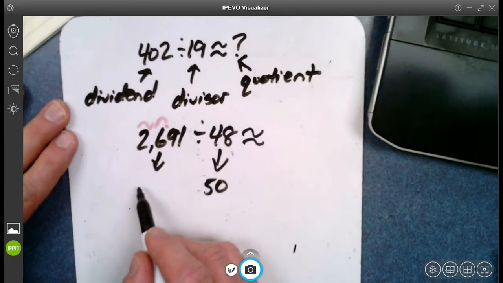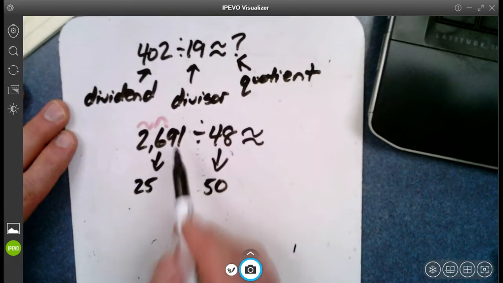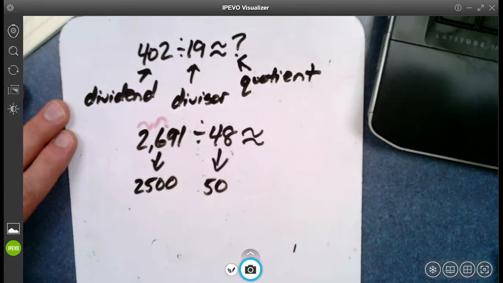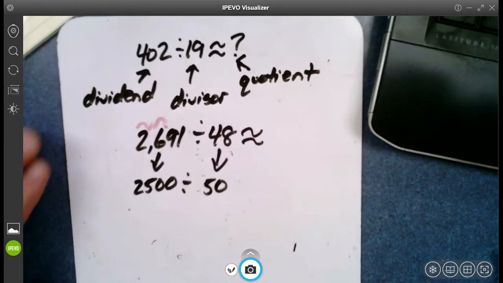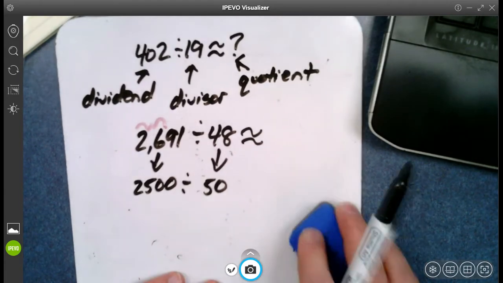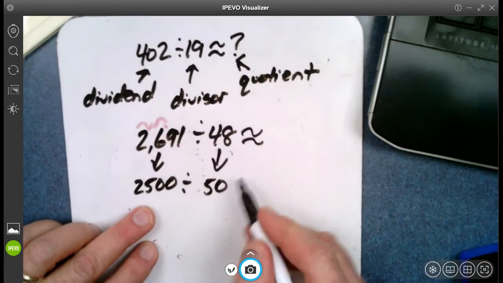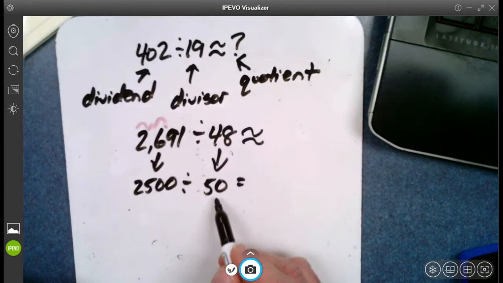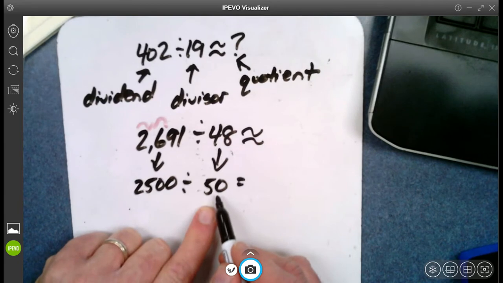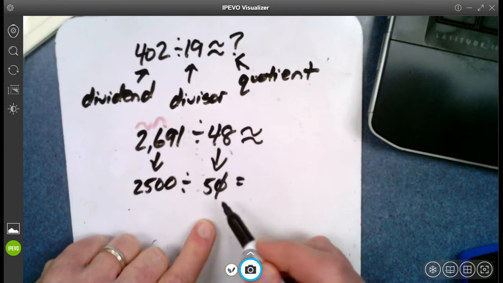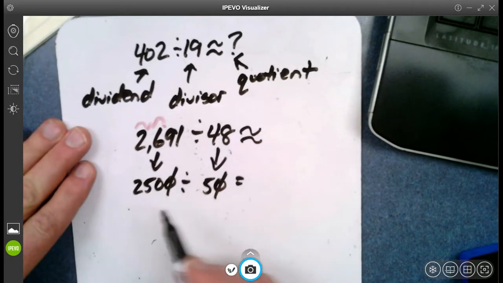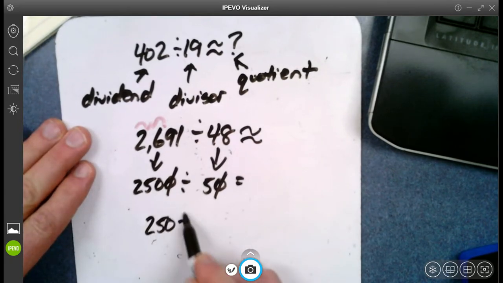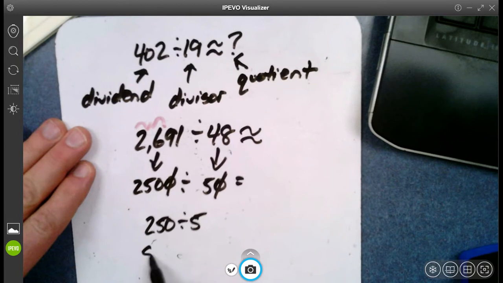So I'm going to get a 25 in here, and then I'm going to change both of these numbers to 0. And now I have 2,500 divided by 50 is equal to what? So I look here, what's the fewest number of zeros I have? I've got 1 zero in the 50. So I'm going to cross off 1 zero from both sides. And I'm left with 250 divided by 5, or 5 times what is 250?